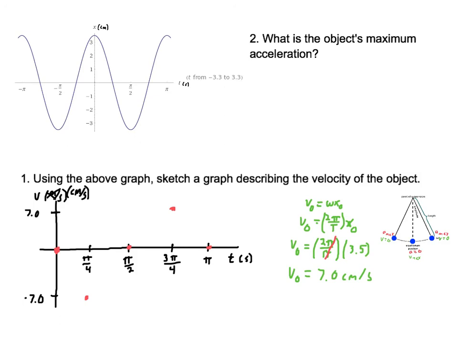Now we're going to connect the dots. And whenever you go through connecting the dots, making sure that we're all smooth, you can see that we have a beautiful negative sine graph, which is exactly what we expected. This is a positive cosine graph, so the velocity graph should be negative sine.